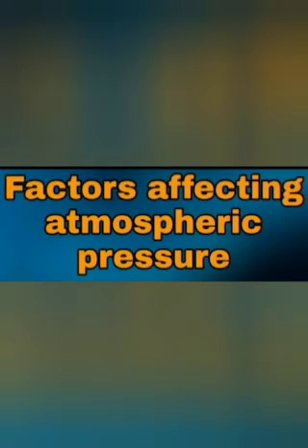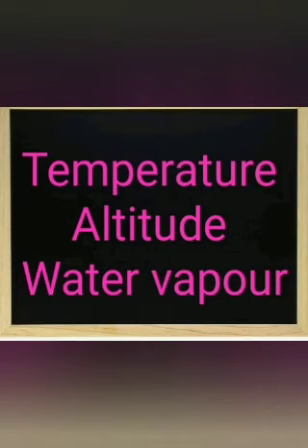Atmospheric pressure is not uniform in all the places. It differs from place to place. Okay, children, there are three factors which affect atmospheric pressure. What are they? Temperature, altitude, and water vapor. These are the three factors that affect atmospheric pressure. First, let us see about temperature. If the temperature increases, then the density of the air decreases. Because of this, the air becomes lighter and it gives less pressure.